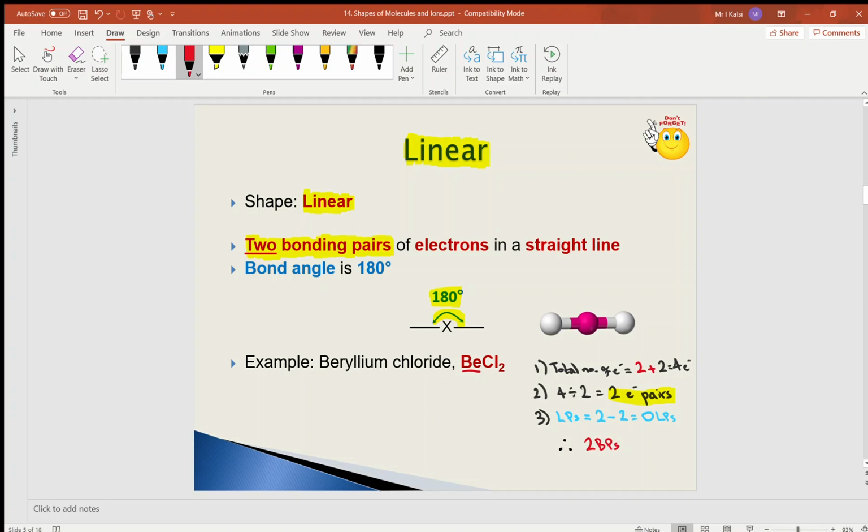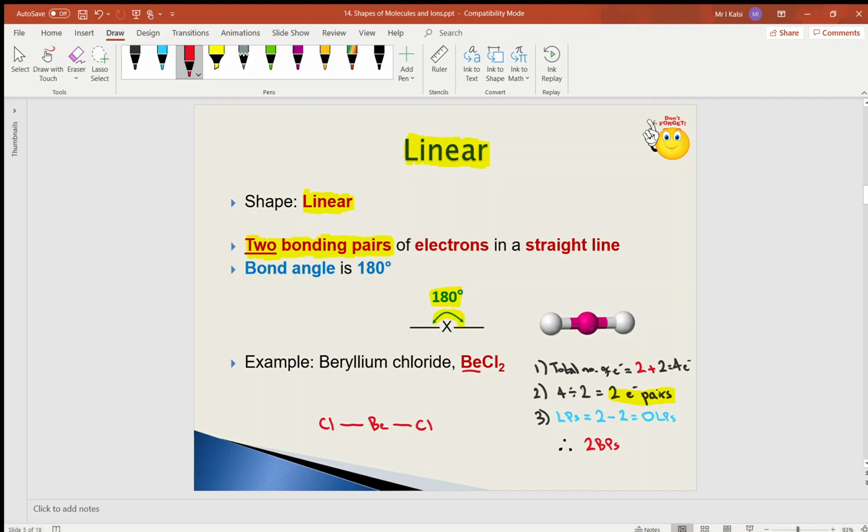Then I draw out the shape of the molecule where I replace X, which is my central atom, with beryllium, because that's what my central atom was. So beryllium, I draw 2 single covalent bonds because I've got 2 bonding pairs of electrons. That means I've got 2 covalent bonds, and I put chlorines on the end like that.